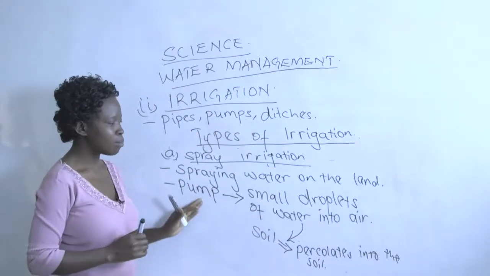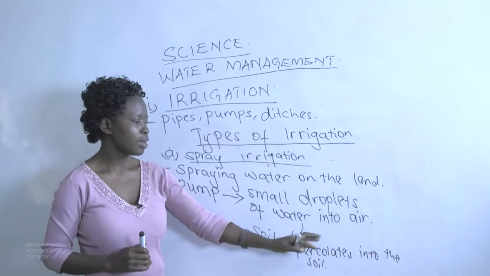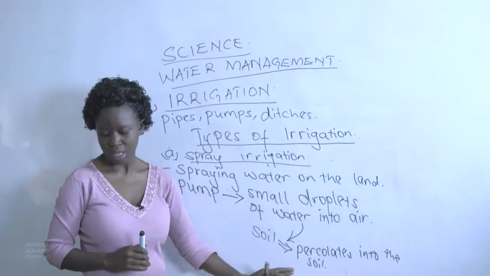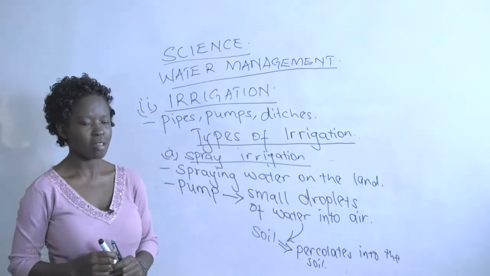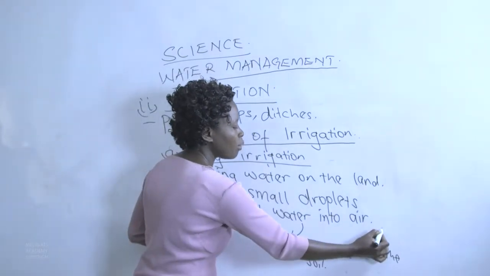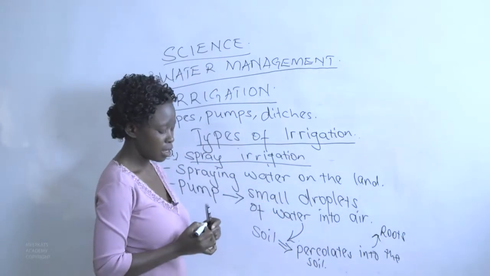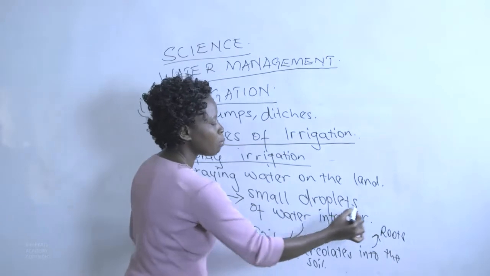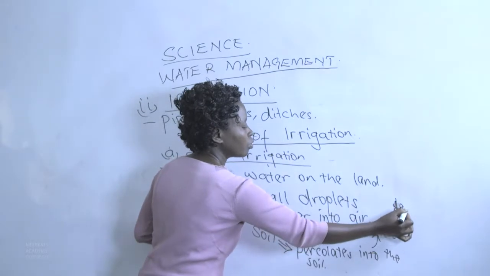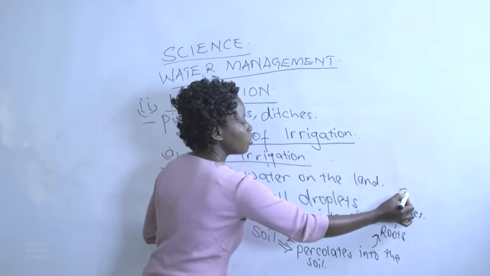So we are having a pump forcing small droplets of water into the air. Then this water falls on the soil. The water then percolates into the soil. Once it percolates into the soil, then what happens is the roots of the plant take in the water. Then the water moves up the plant all the way to the leaves, where it undergoes the transpiration process.